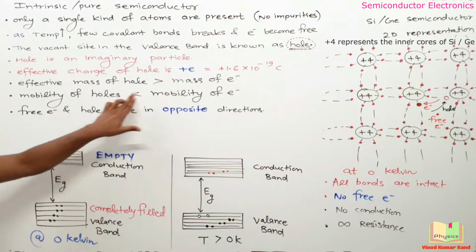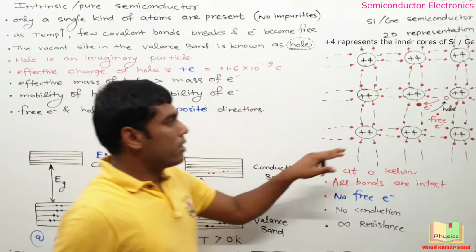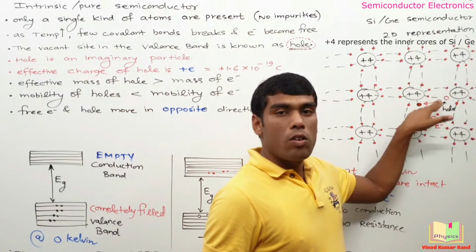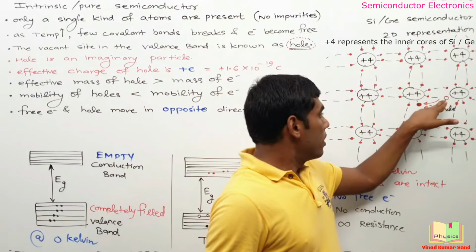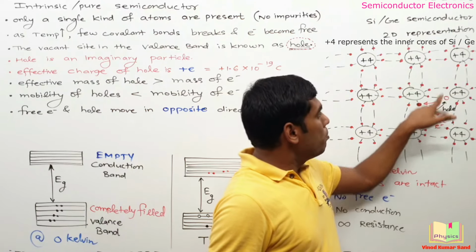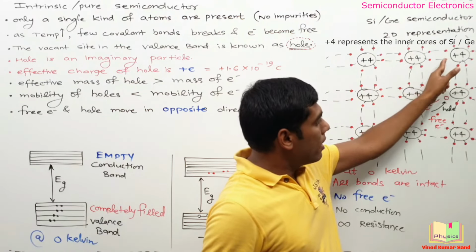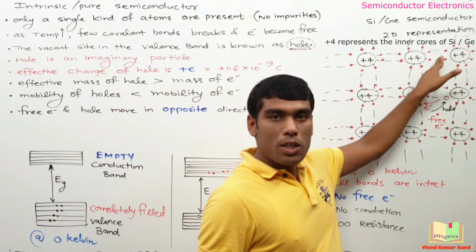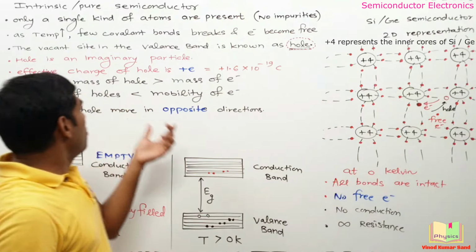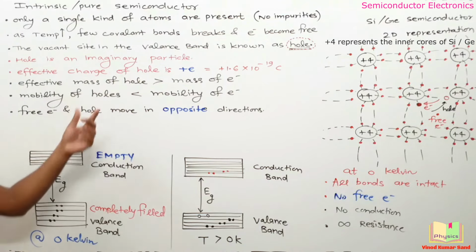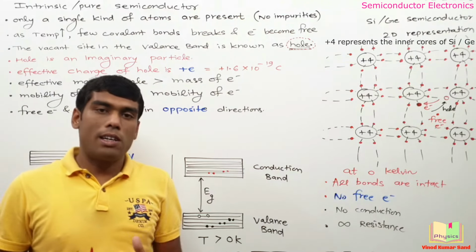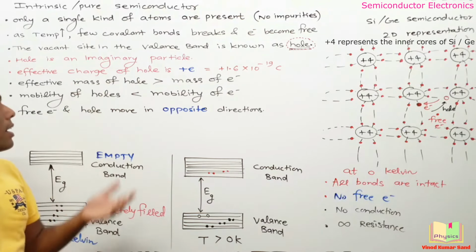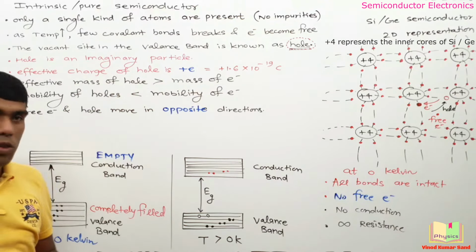Why mobility of holes is less, that can be explained here. This hole cannot move freely on its own will. Suppose some bond is broken and some electron is transferred here, then only the hole can migrate to that location. That's why we say the mobility of holes is less. You can think of their effective mass as more as compared to the mass of electron.